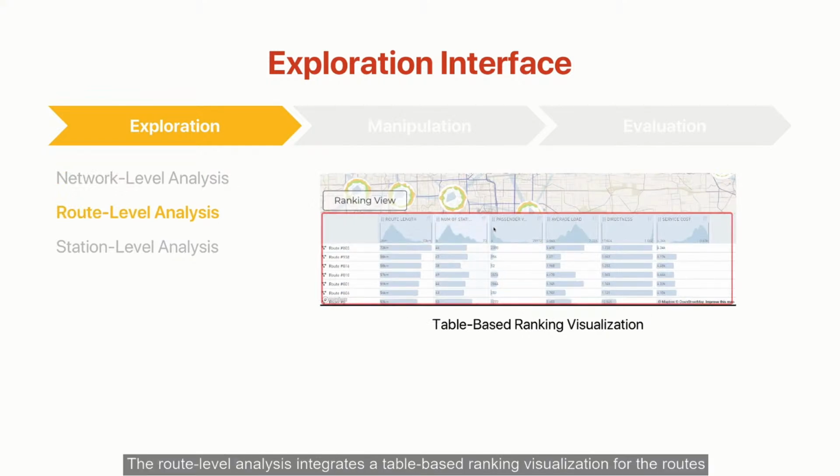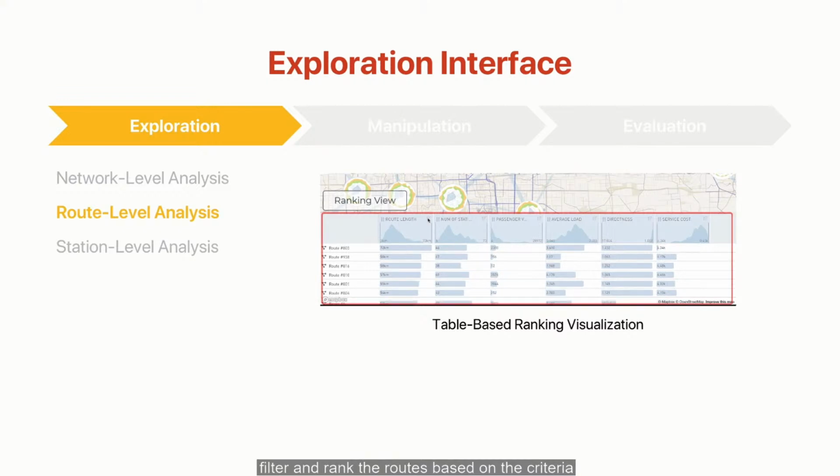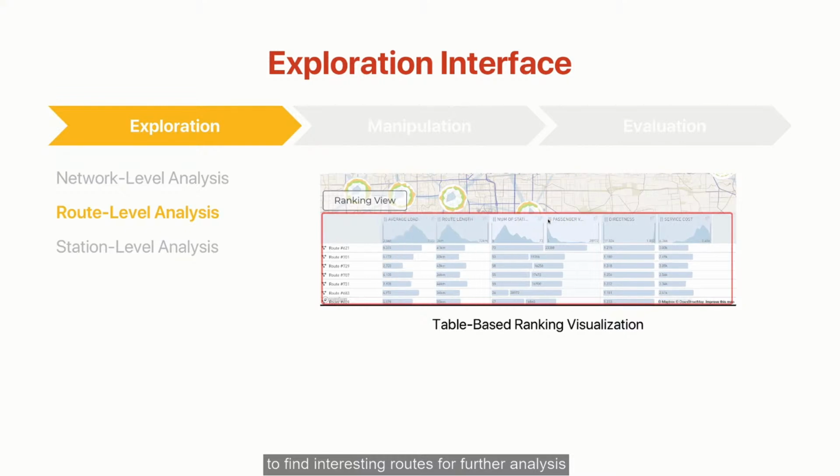The route level analysis integrates a table-based ranking visualization for the routes. The visualization allows the users to flexibly filter and rank the routes based on the criteria to find interesting routes for further analysis.